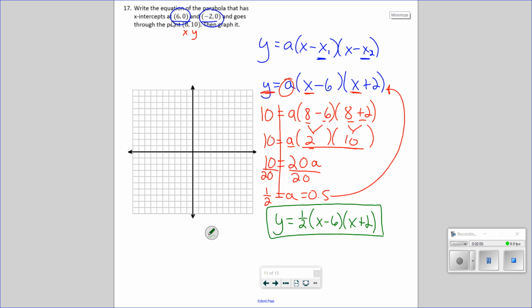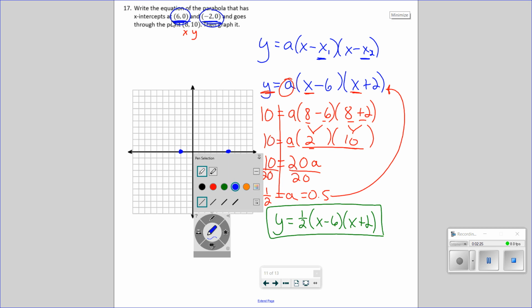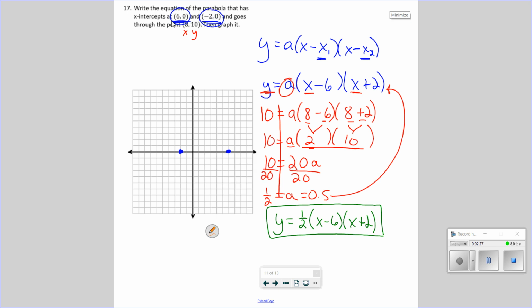So now, to graph this equation, when you're graphing in factored form, you start by graphing your x-intercepts. So for that, you can look at up here. You have x-intercepts at 6, 0, so 1, 2, 3, 4, 5, 6, 0, and negative 2, 0. To get the vertex, you have to count halfway in between. So if you visualize counting halfway in between, you end up at 2, which means that your vertex is somewhere on this line where x equals 2.